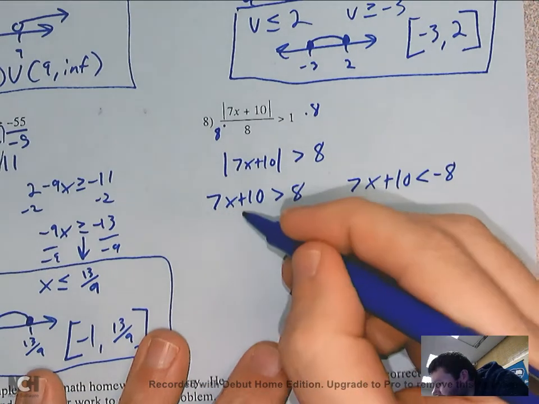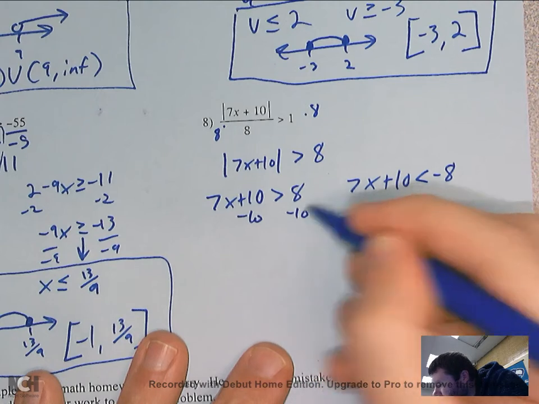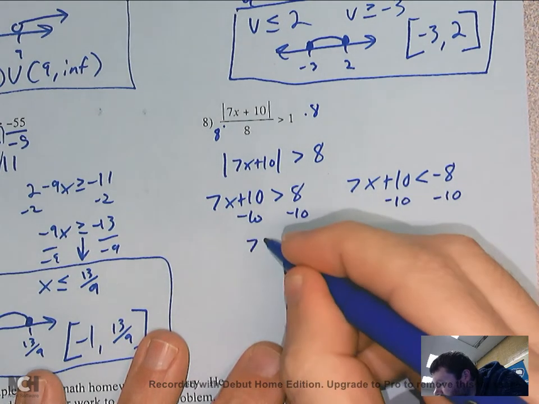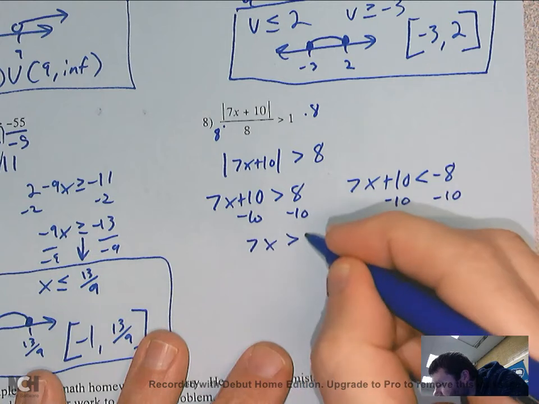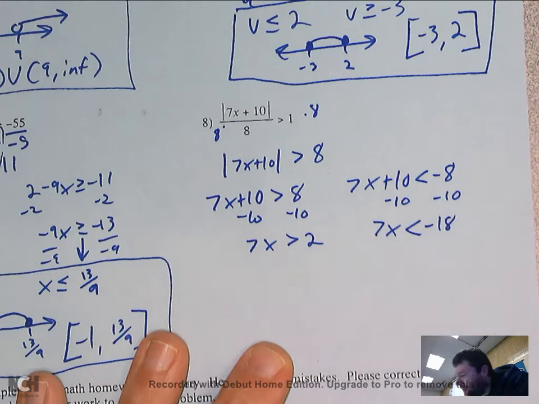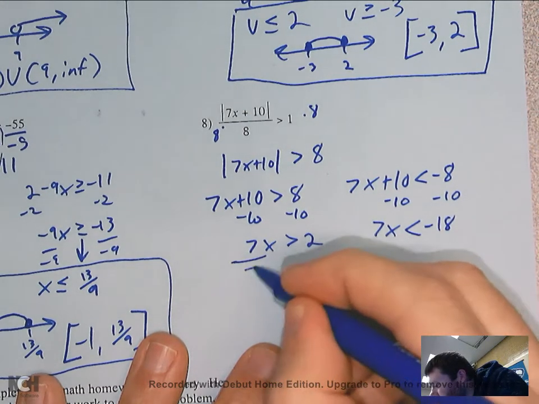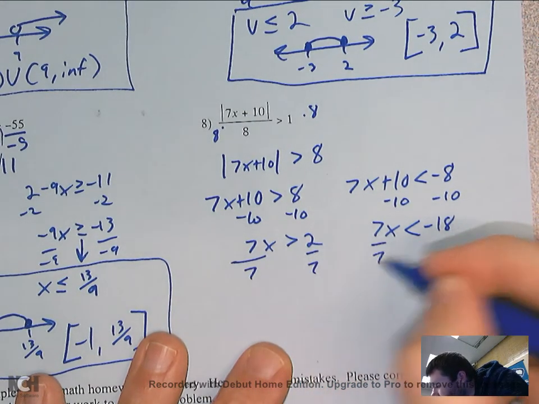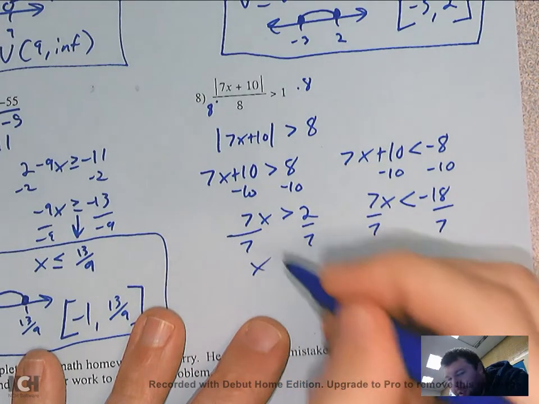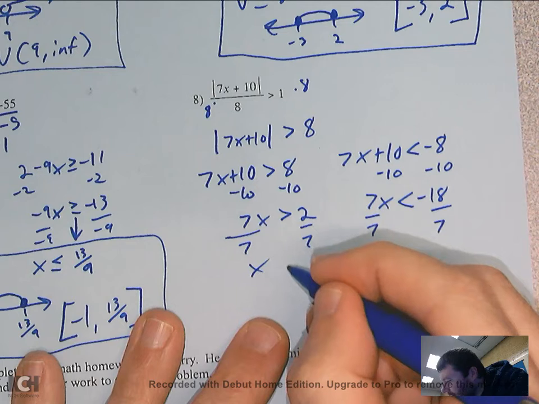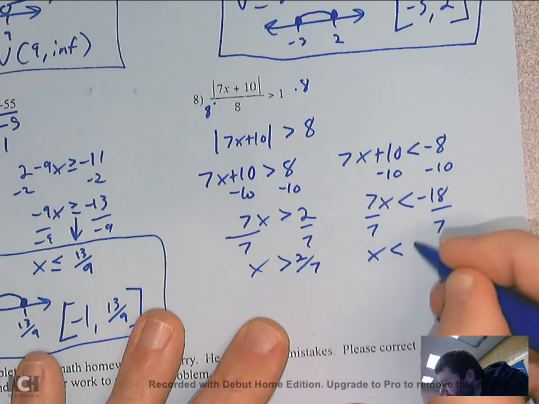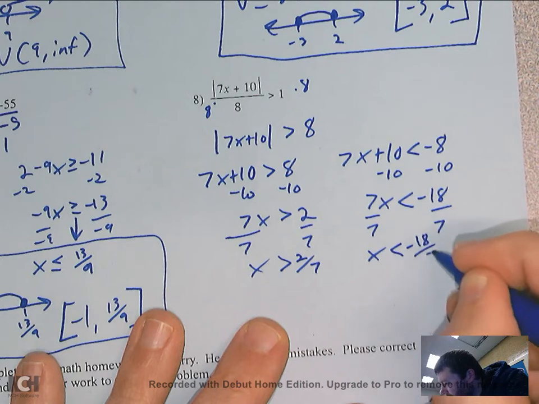Then, two-step equation, going to minus the 10 first. Get rid of that add subtract first. Gives me 7x is greater than 2. 7x is less than -18. Then I would divide by 7. And these are both going to be kind of crazy decimals, so I'm going to leave them as fractions. X is greater than 2 over 7, and x is less than -18 over 7.